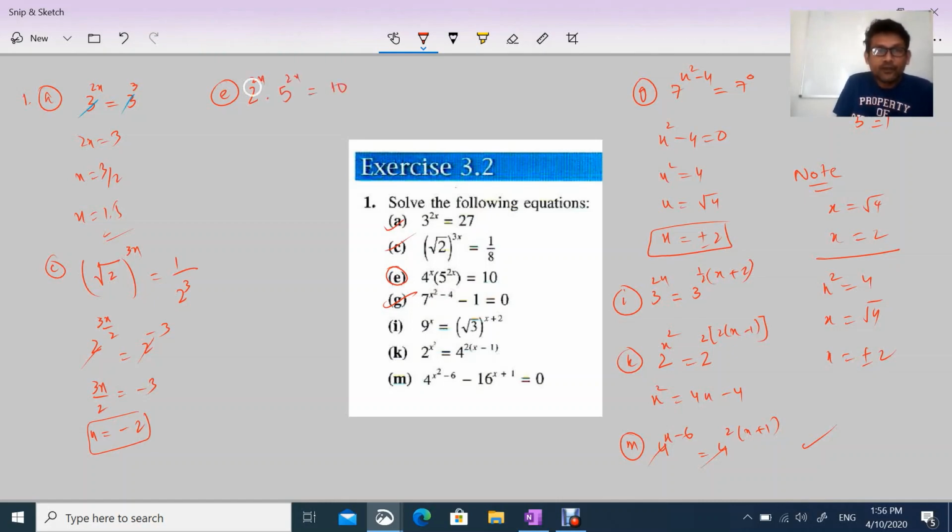Can you make the power the same, so can we write 2 multiplied by 5 in one bracket, the whole power is a power 2, which I have already discussed in 3.1. So 10 power 2x equals 10, and when there is no power it is always 1. Now you can compare 2x equals 1 and x equals 1 upon 2, meaning 0.5, and that's we have done.